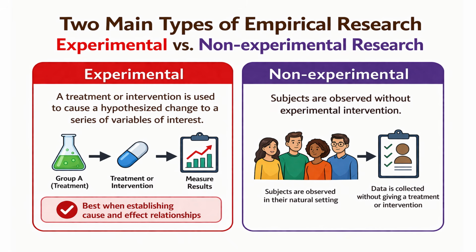The two types of data collected in empirical research, quantitative and qualitative, are collected in two types of research activity. The two main types of empirical research are experimental research and non-experimental research. Experimental research is typically used when we are attempting to establish cause and effect relationships. You want to see if a particular treatment or intervention produces a certain effect. Experimental research involves direct engagement with the research subjects.